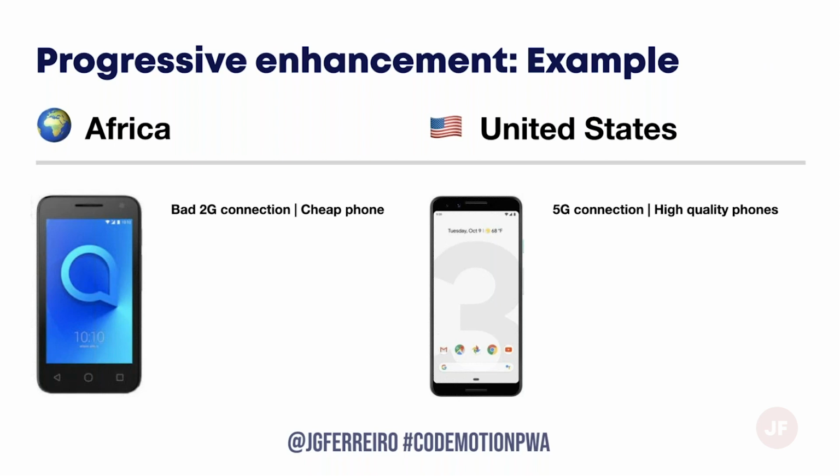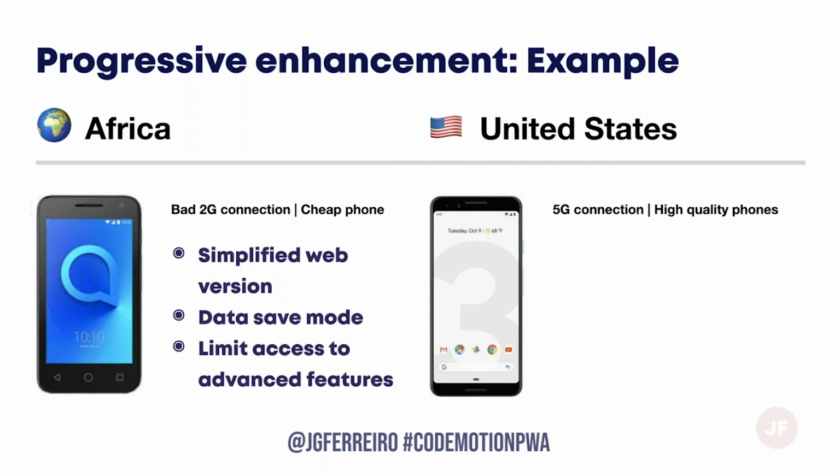So let's put an example in Africa. Sometimes they don't have that great internet connection. They may have cheap phones. Some other people will have really great phones. But imagine those people with really bad phones. We can offer them a simplified web version. We can offer them a data save mode, like not downloading images or videos if the connection is really bad, as well as limiting access to advanced features.